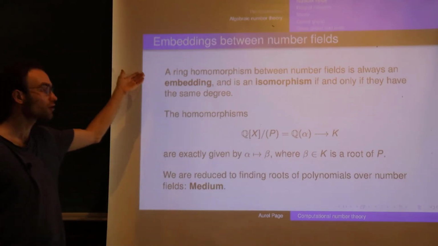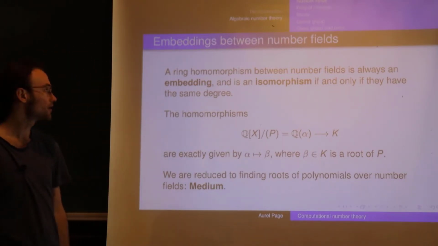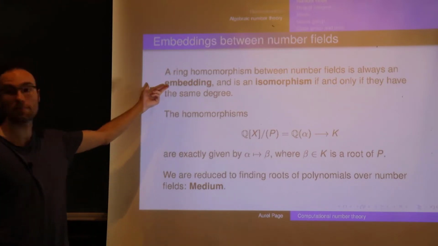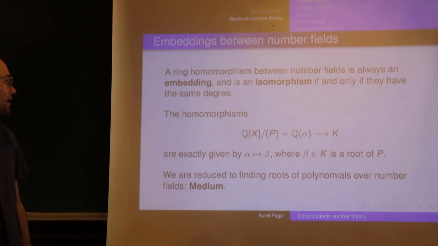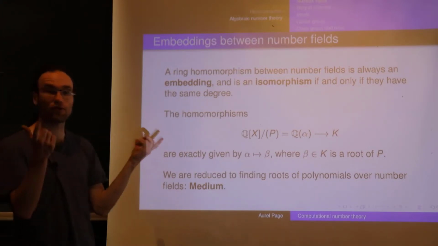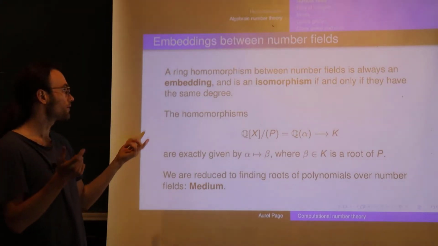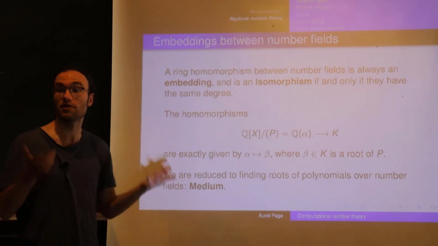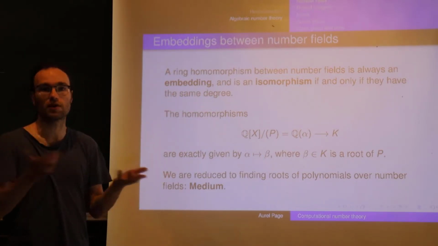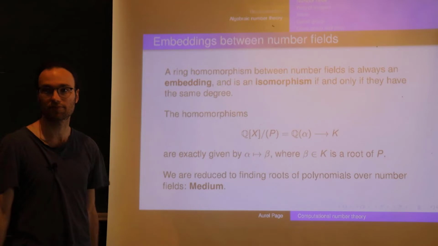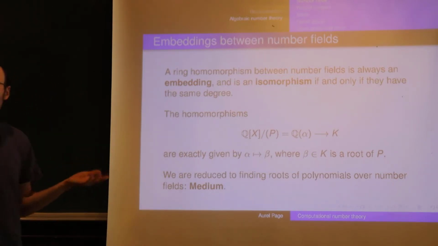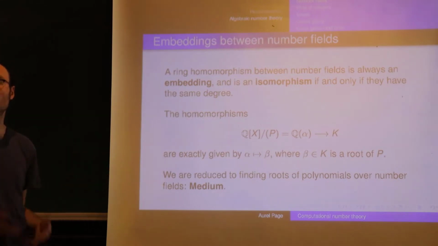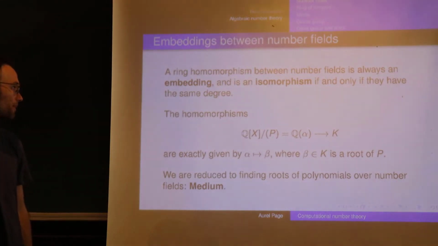If you have a ring homomorphism between number fields, then it's always an embedding. In fact, this is true for any fields. And because they both have a finite degree, this embedding will be an isomorphism if and only if the degree is the same, just by dimension comparison. And so we are simply reduced to finding ring homomorphisms between number fields.